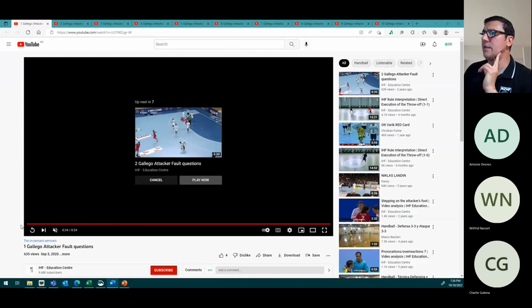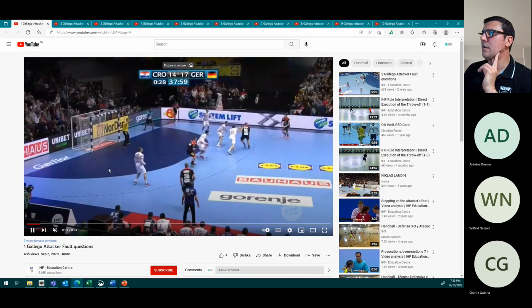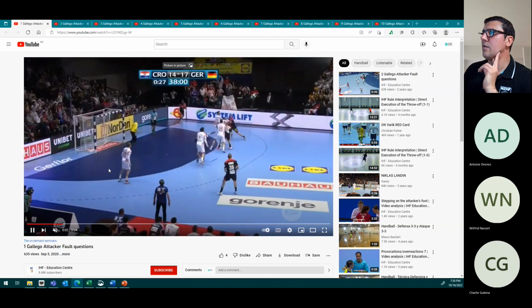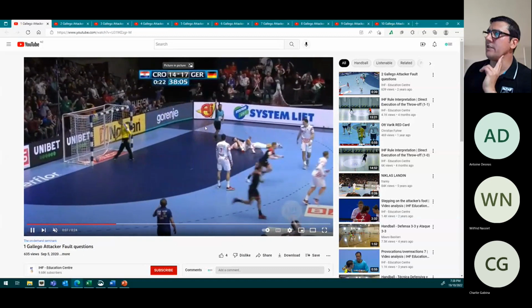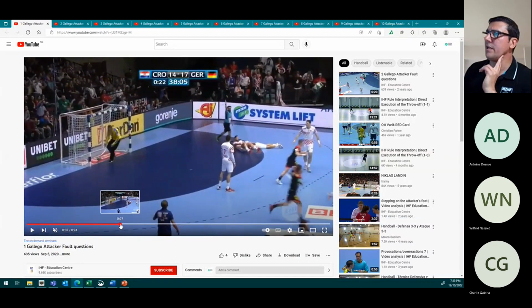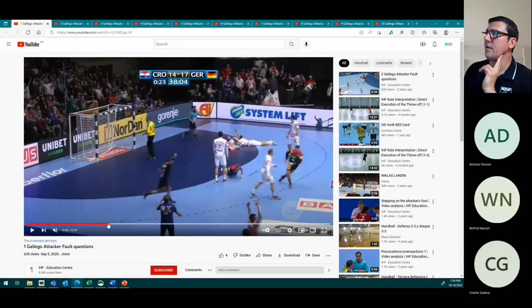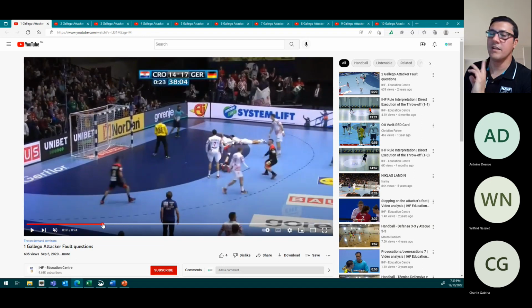So it's hard to see here, but what the referee says is that when the player, you see the referee? The referee there marked that the defensive player won the position going through the goalkeeper area. I'm gonna play it again to see.